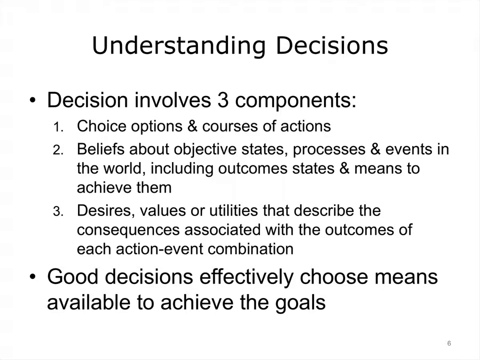First, choice options and courses of actions. Second, beliefs about objective states, processes, and events in the world, including outcome states and means to achieve them. This reflects our understanding of the state of affairs and the means to change them. And third, the desires, values, or utilities that describe the consequences associated with the outcomes of each action-event combination. Some outcomes are more satisfactory than others, and some risks are more consequential than others.